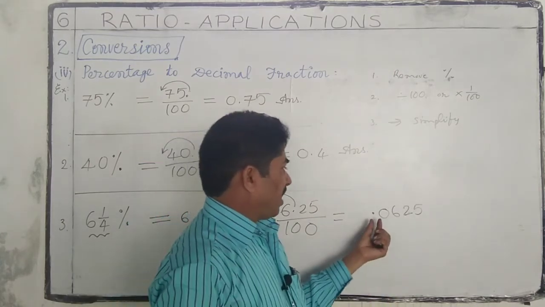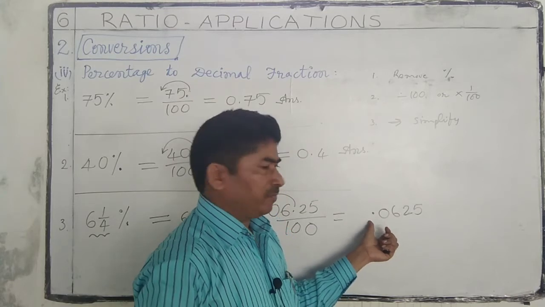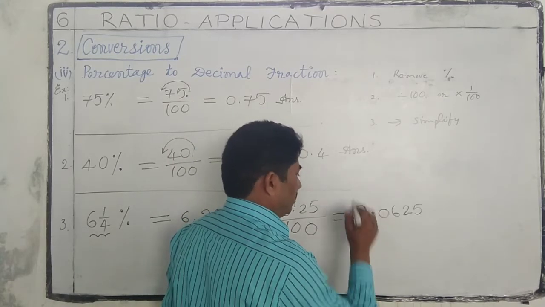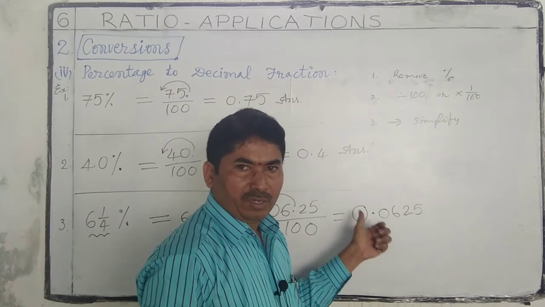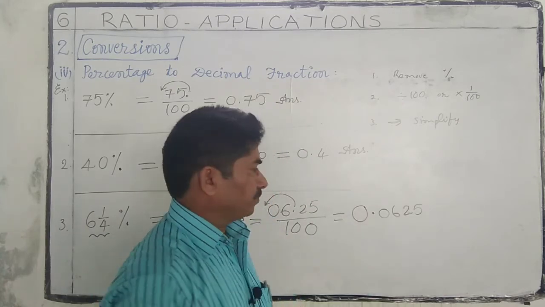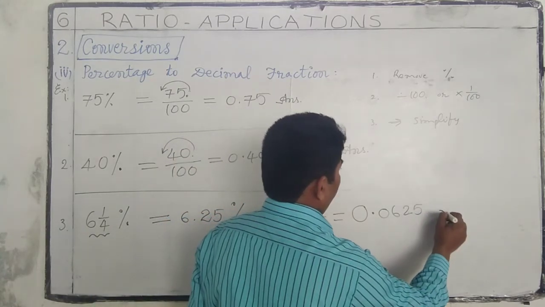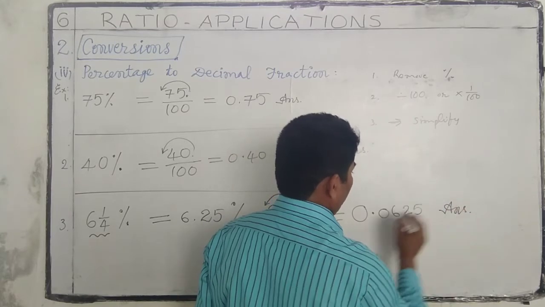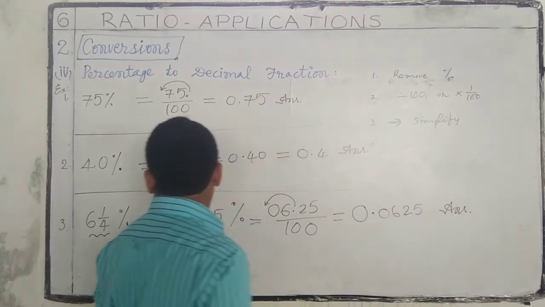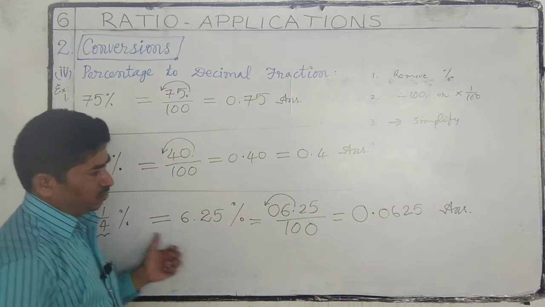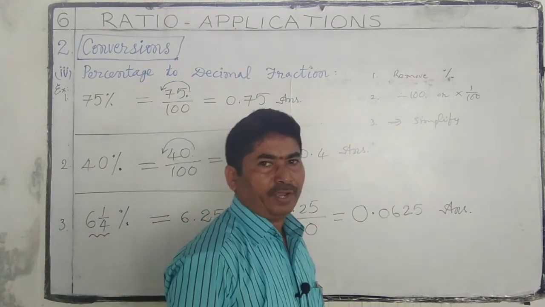To give prominence to this decimal point, we write 0 as the integral part. So this is the answer. 0.0625. 6 1 by 4 percentage is equal to 0.0625.